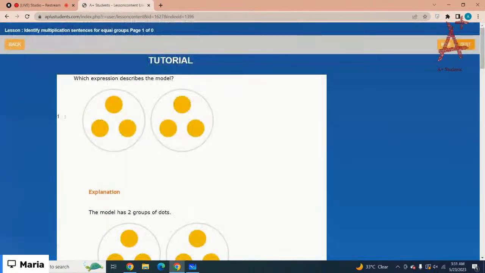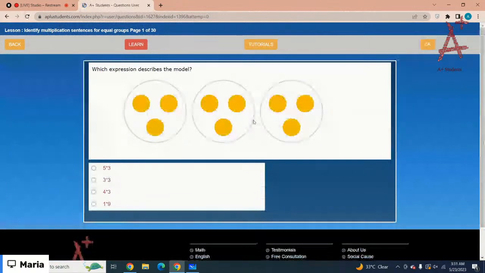Let's start with the test questions. Okay, which expression describes the model? So which is the correct option? You have three models and in each one you have three dots. That means it would be 3 times 3. You have three groups each of 3, so it would be 3 times 3. Got it?